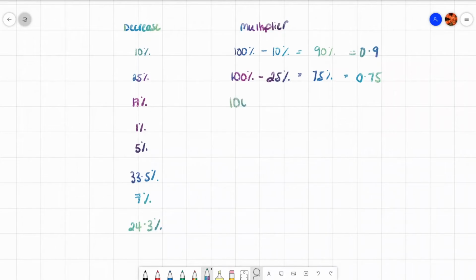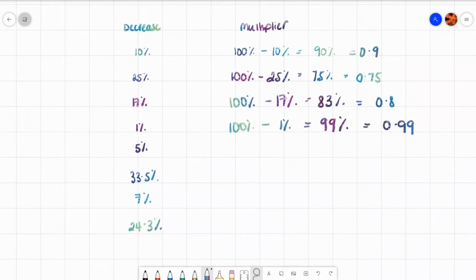So you've got 100%. You would subtract 17% because you are decreasing. So 100 take away 17 is 83%. What's 83% as a decimal? 0.83. So if you were decreasing something by 17%, you would times it by 0.83. Now 1%, so you do 100%, take away 1%, which would be 99%. And again, your decimal would be 0.99 that you multiply by.